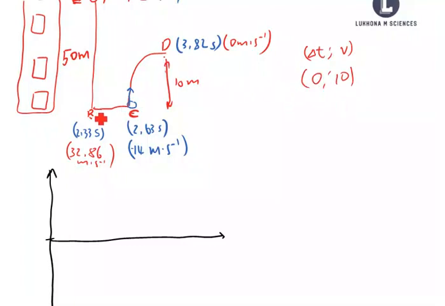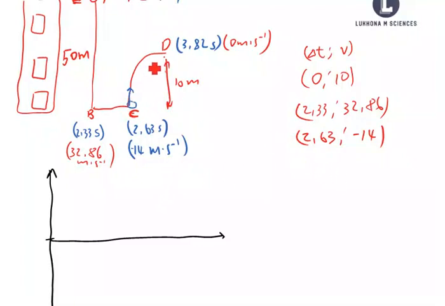Then the second point is B. The time is 2.33 and the velocity is 32.86, right? Then the next point is this one, C. The time is 2.63 and the velocity is minus 14, right? Why minus 14? Because it is going up. We take down as positive, which means up is negative.